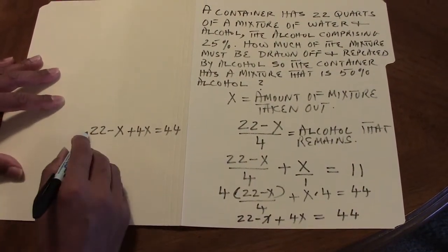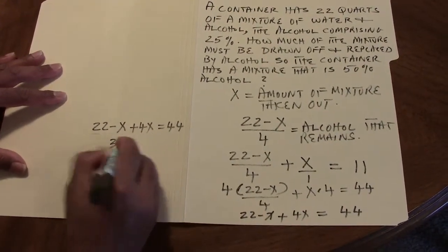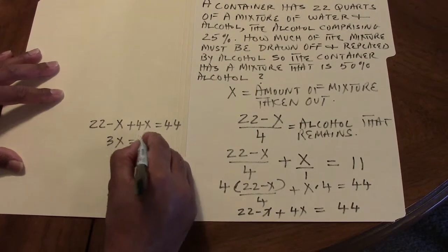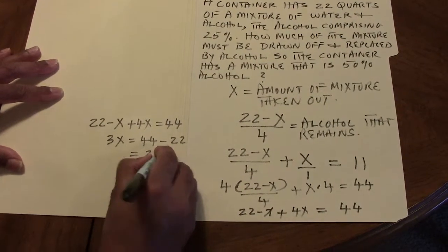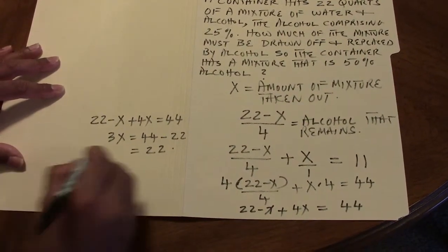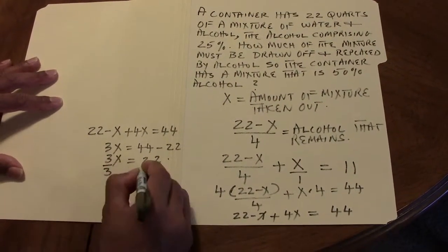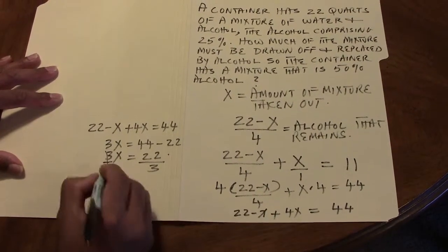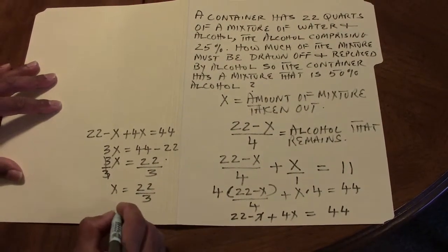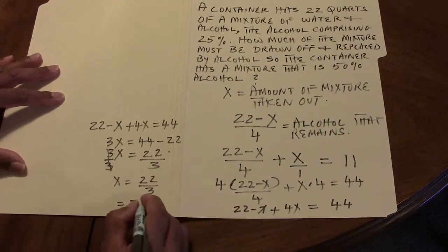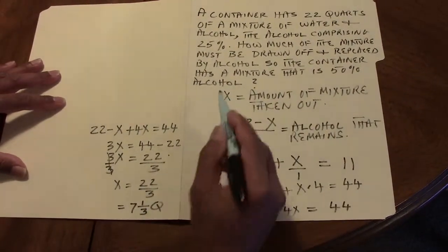Let's keep the variables on the left, move the numbers to the right. 4X minus X is 3X. And move the 22 to the other side, the sign will change. And so 3X equals 22. So to get X, let's divide both sides by 3. 3 and 3 cancel. So X is 22 over 3, which equals 7 1/3 quarts. And we have found what X is.